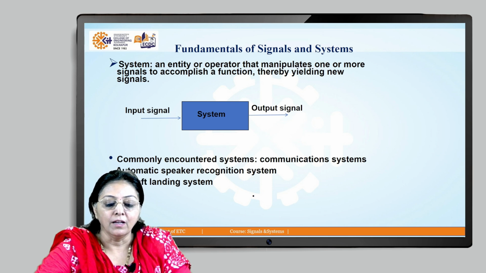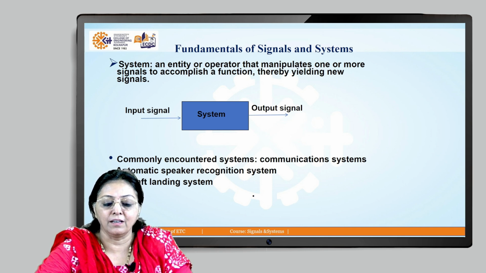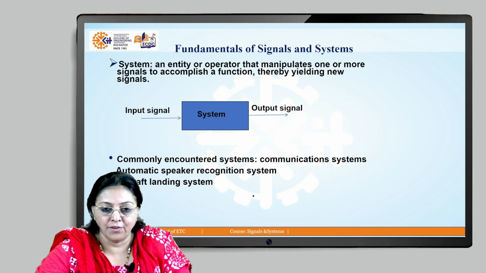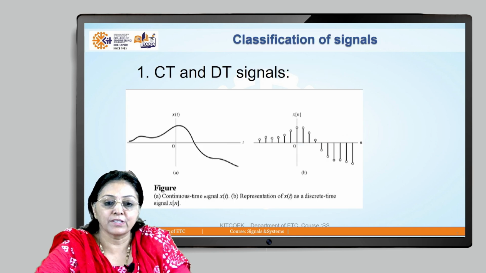Then the next one is commonly encountered systems: a communication system, automatic system, speaker recognition system, then aircraft landing system. These are types of systems, but the input is given in terms of a signal, and we process it and make the system give the proper output. That is the major aspect of the system.